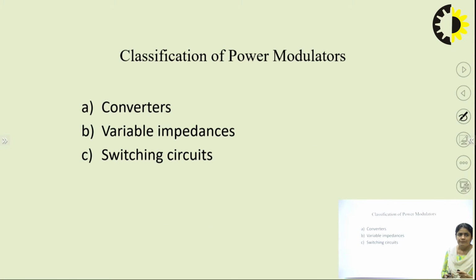So now in the power modulator, the main parts of this power modulator are, as I said, the converter. Second is the variable impedance switching circuits, right?